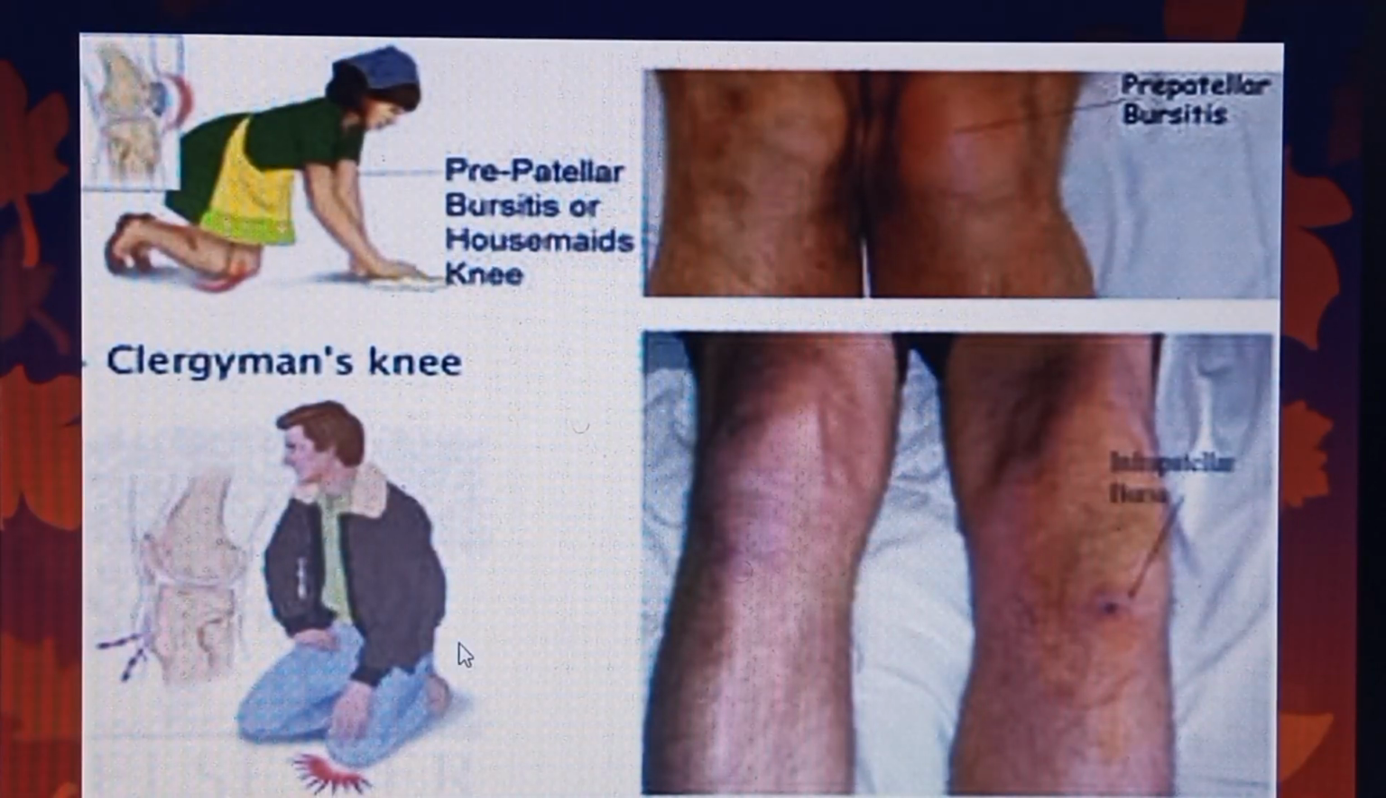And so, my friends, I don't need to explain it further. The housemaid's knee is what we see with prepatellar bursitis, and you'll be seeing that kind of inflammation, that swelling, that redness, and that pain experienced in front of the patella itself. But if it happens below the patella, in the superficial part of the infrapatellar bursa, then that becomes the clergyman's knee.